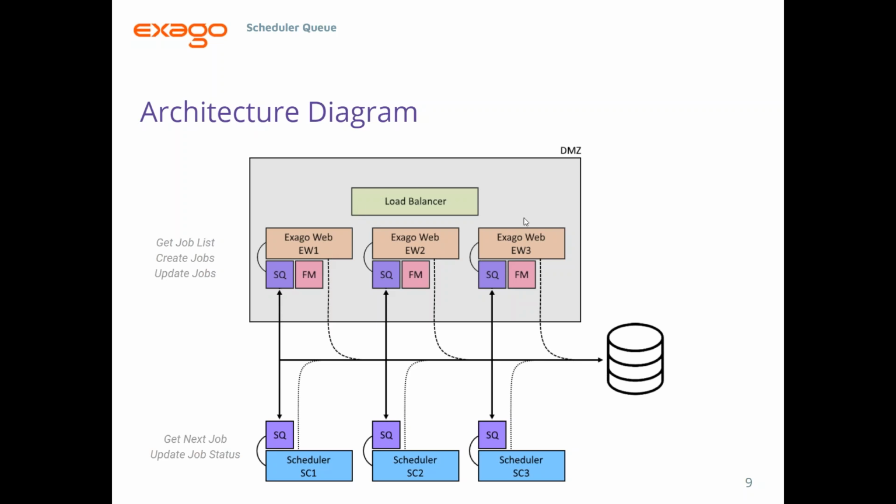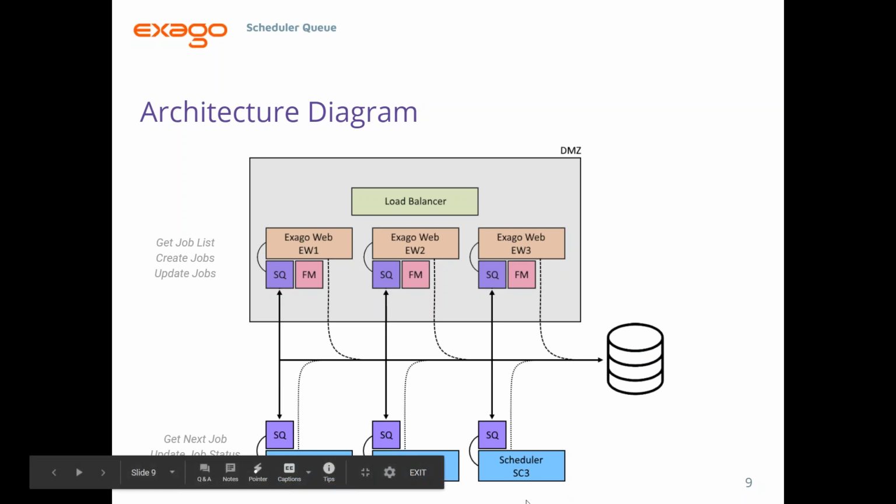So your load balancer is distributing users across your web interface. And then the web interface, when a schedule gets created, tells the scheduler queue. The scheduler queue will tell the database. And then the scheduler instances, the things actually running those scheduled reports, will be on other servers out here.